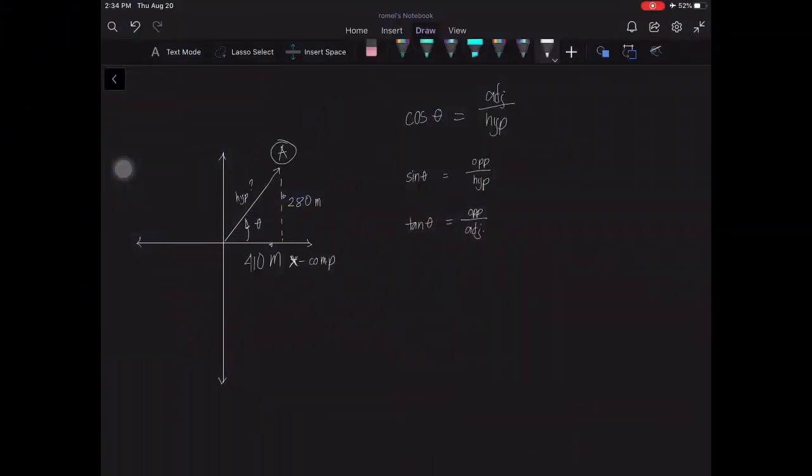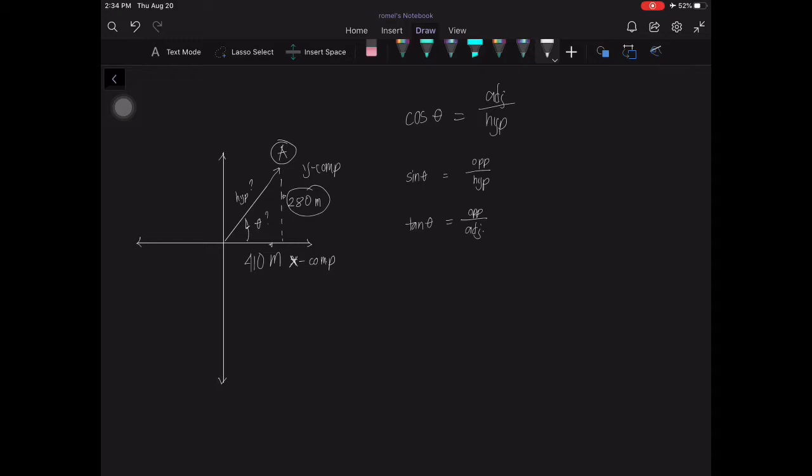Everyone, welcome back. Let's just continue what we have left. We have here our given graph. We have 410 meters and 280 meters. Our 410 meters is simply the x component, and our 280 meters is simply the y component. Now, we are tasked to look for the value of the angle and for the value of the hypotenuse.